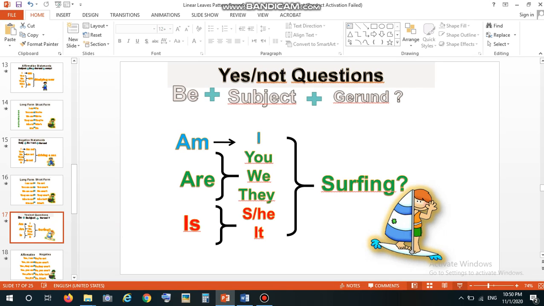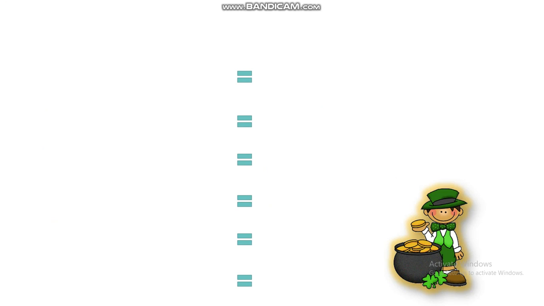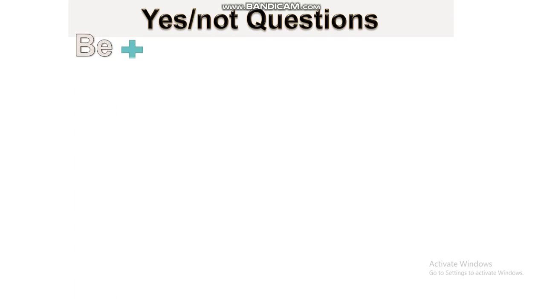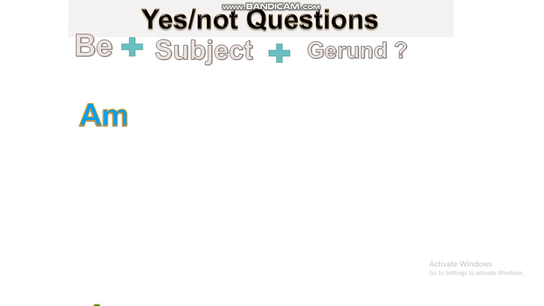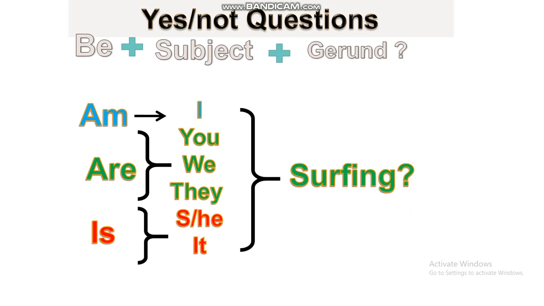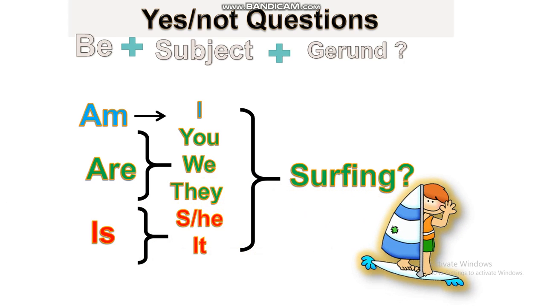So as for the yes and no question, we use the verb to be. As you can see here, verb to be plus the subject and then the gerund. So am, are, is, and then the subject: am takes I, are takes you, we, they, and is takes she, he, it, plus the gerund. So, am I surfing? Are they surfing? Is she surfing? Okay, so we start with the verb to be, and then the subject, and then the gerund.